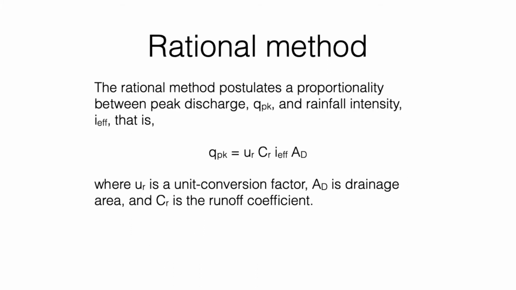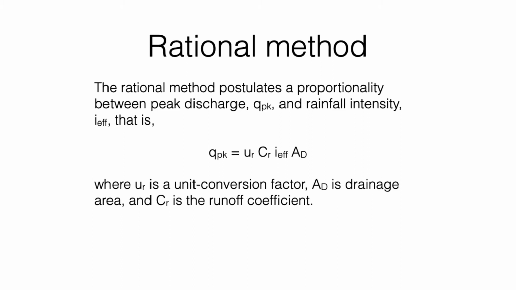The rational method postulates a proportionality between peak discharge and rainfall intensity. This proportionality is expressed as the peak discharge being equal to the product of the effective rainfall intensity, I_F, the area of the drainage basin, H sub D, the runoff coefficient, C sub R, that captures the effect of infiltration. Indeed, the smaller the coefficient, the larger the effect of infiltration, and a unit conversion factor, U sub R, that will depend on the units with which we operate.